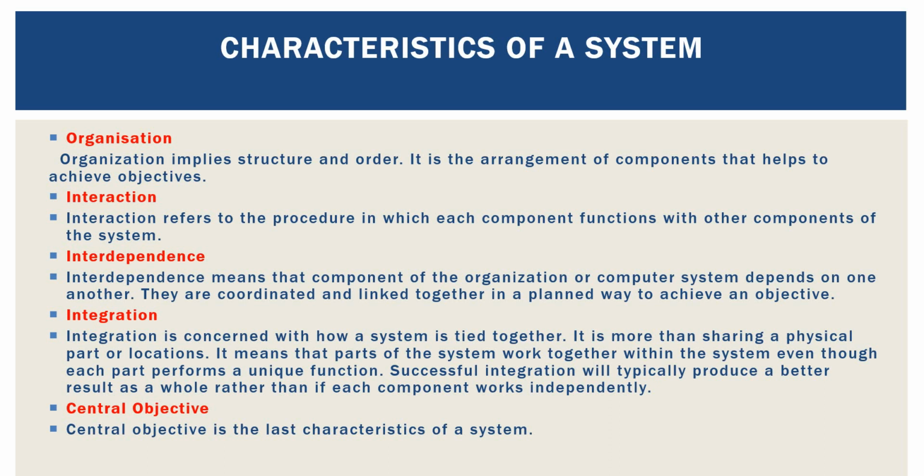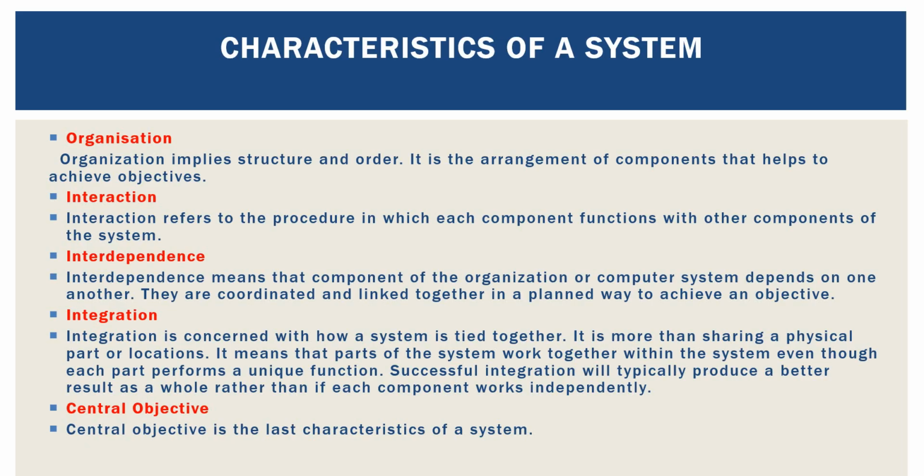So basically, with interdependence, we are looking at how those components are linked and how they are coordinated to achieve the central objective. Then there is integration. We are looking at how all those components are tied together. Without being tied together, we cannot have the next characteristic, which is the central objective. Successful integration produces a successful achievement of the central objective for which the system was designed.